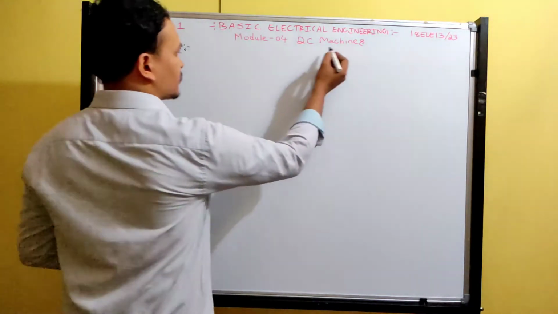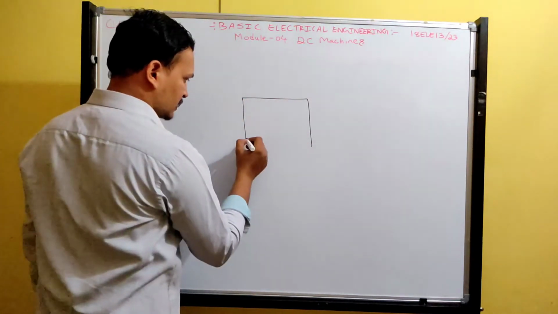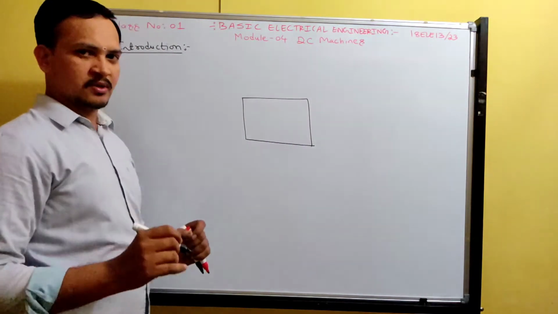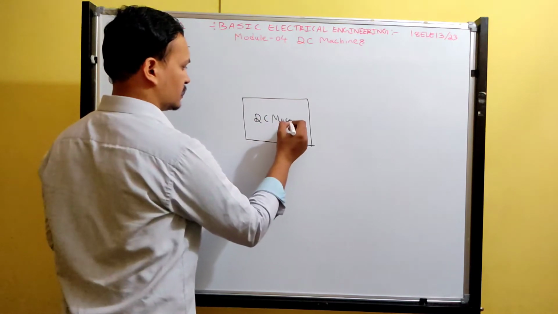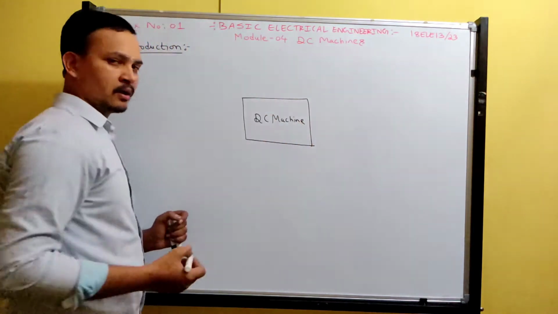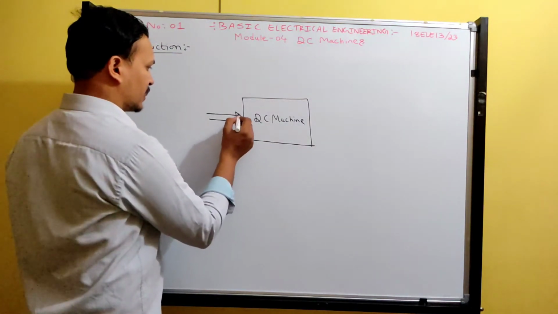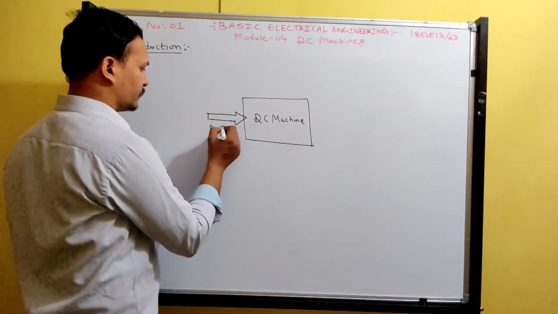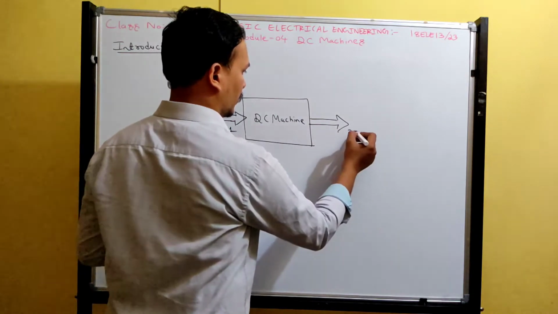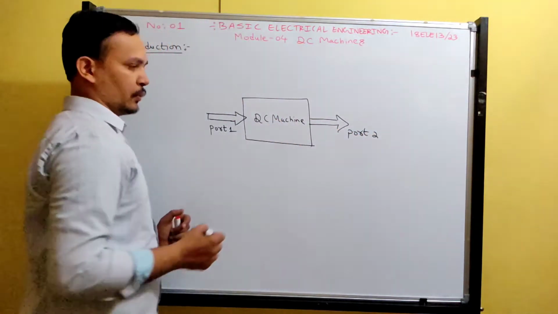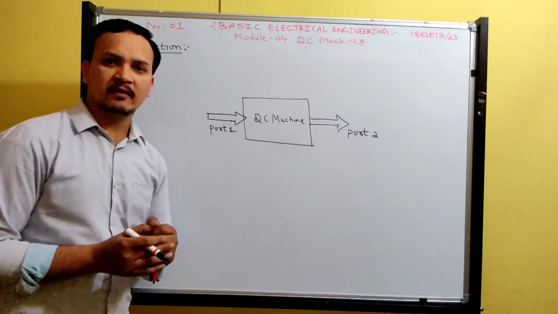A DC machine is nothing but a 2-port device. So you can take this as a DC machine. We don't know whether it may be a generator or motor, whatever it may be. So it is a 2-port machine. I am considering this as port 1, and this as port 2. There will be some input and some output, so it is called a 2-port device.